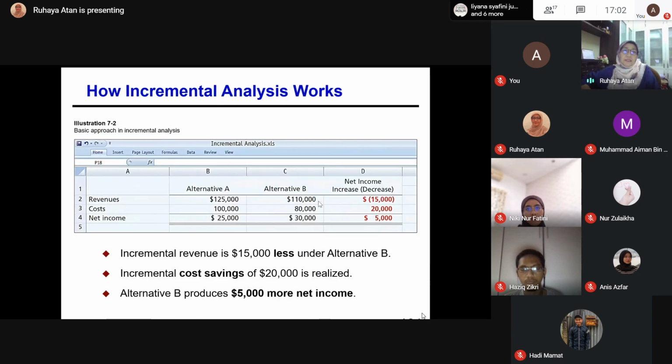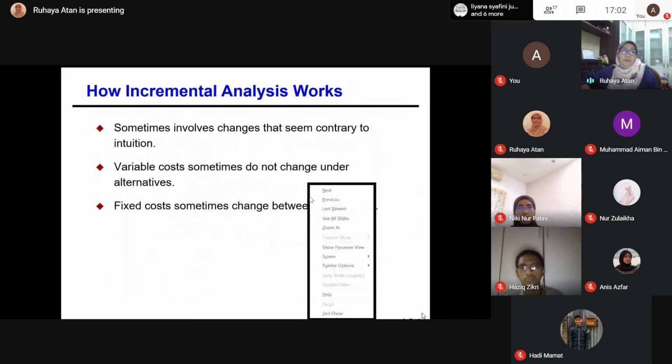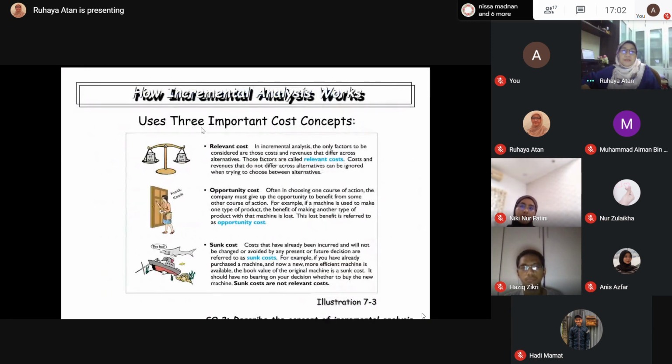And then the important thing to know about the cost concept, whether it is relevant cost, opportunity cost, or sunk cost: always consider relevant cost. Sunk cost is not relevant, but look at opportunity cost. Sometimes you do have opportunity cost in your analysis.